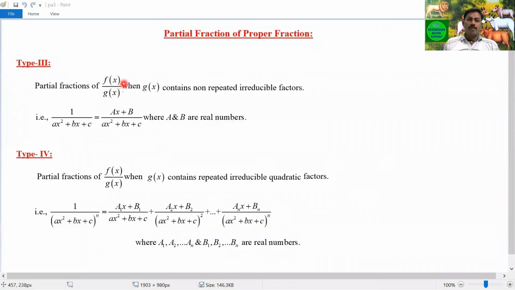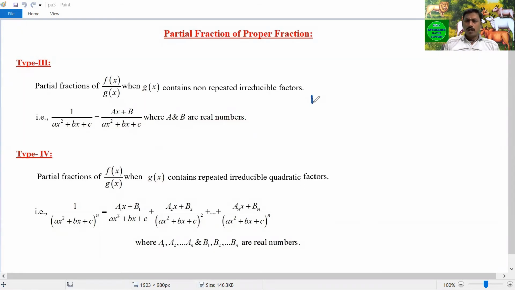Type 3. Partial fractions of f of x divided by g of x when g of x contains non-repeated irreducible factors, that is 1 divided by ax square plus bx plus c. If you observe the denominator, we can't factor it. That's why we call this denominator an irreducible factor. Once you get a fraction like this, we can express our partial fraction as Ax plus B divided by ax square plus bx plus c, where capital A and B are real numbers.